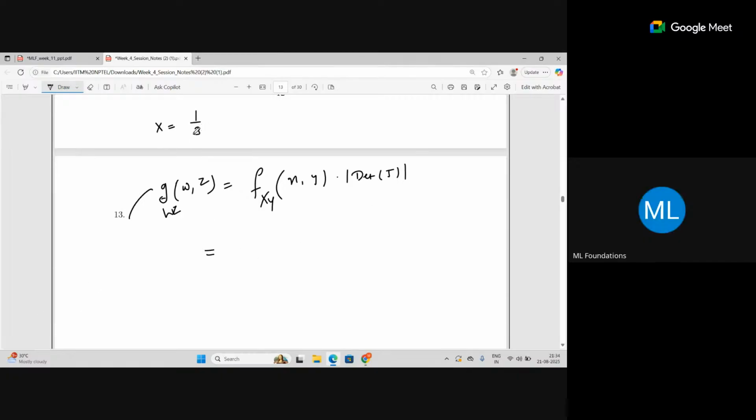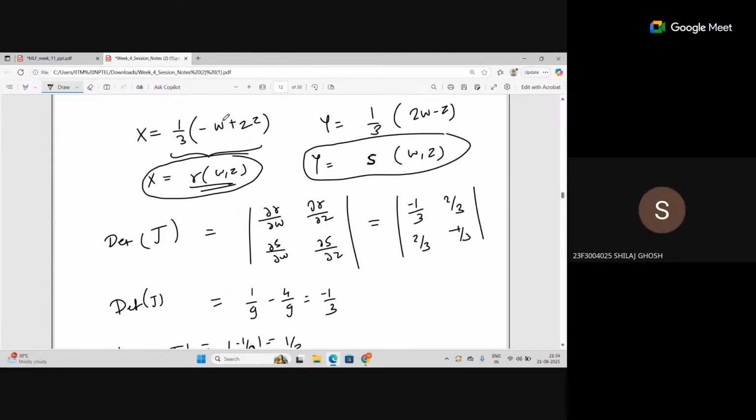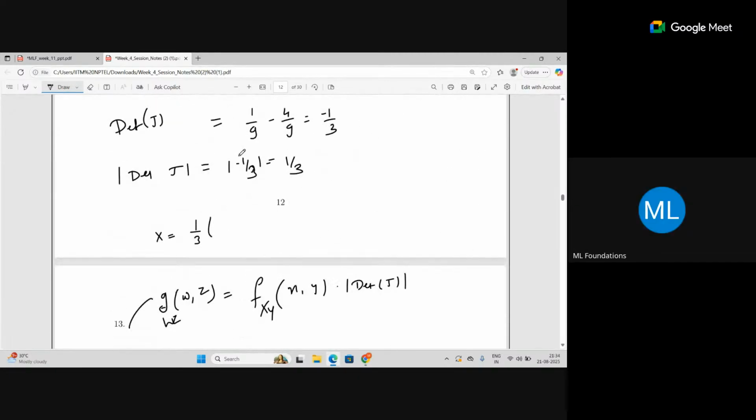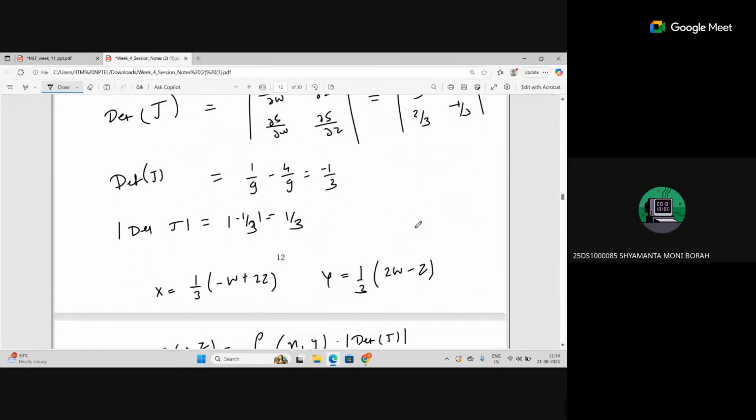x was 1 by 3 into 2w minus z, or minus w plus 2z. And y was 1 by 3, 2w minus z, I guess. 2w minus z. Yeah. Right.